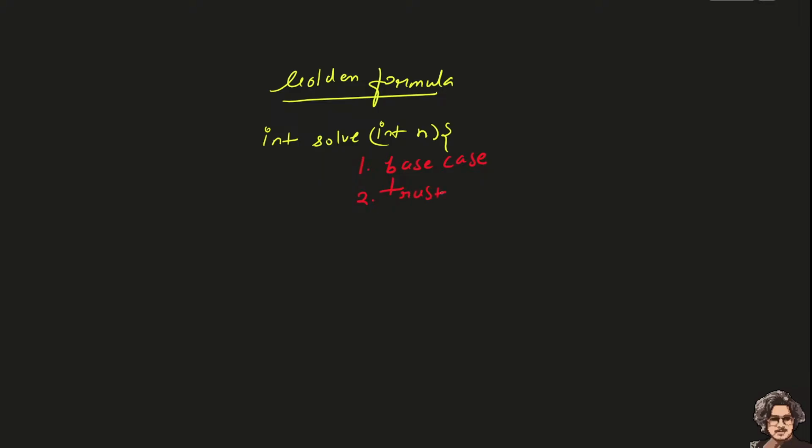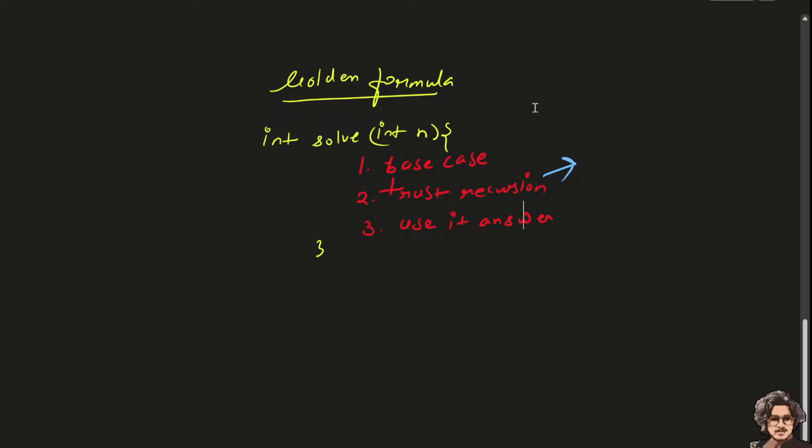So trust recursion, what it is trying to solve, and the third one is that you use your answer. This is all about recursion's golden formula. Everything else is a decoration. So you simply have to focus on these three golden formulas.